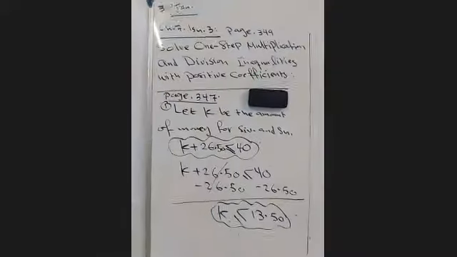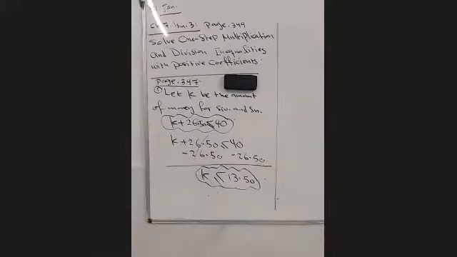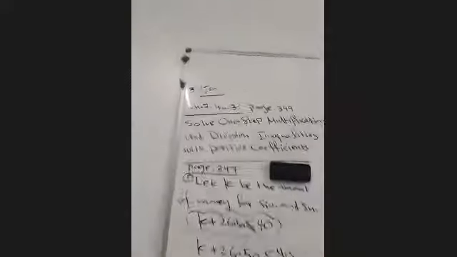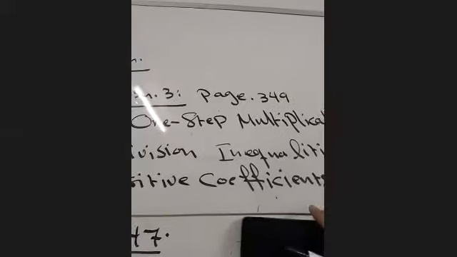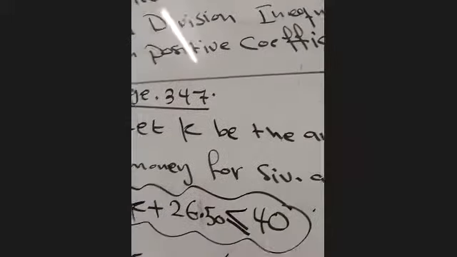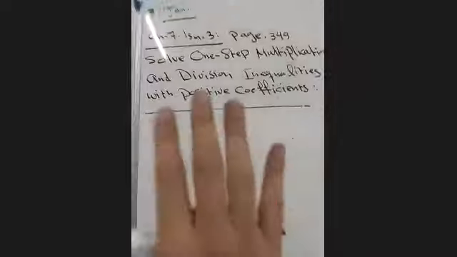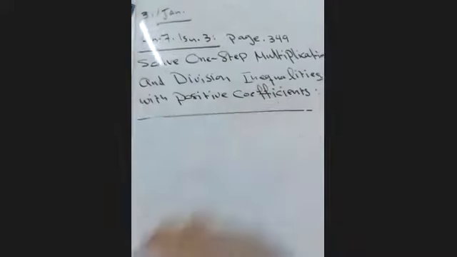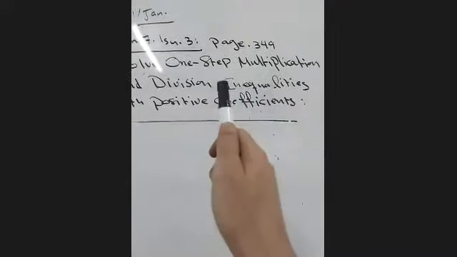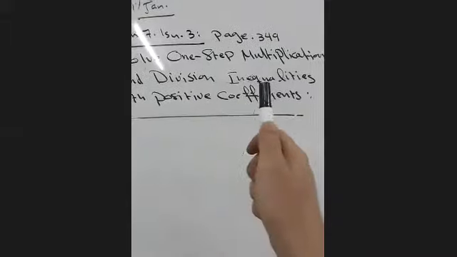Good. No one. Now let's start with our lesson, guys. Here we have lesson 3, page 349. Leave everything and pay attention with me here. Let's first talk about the title of this lesson: solve one-step multiplication and division inequalities with positive coefficients.